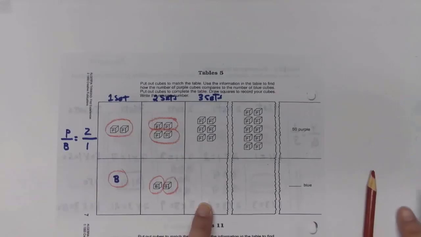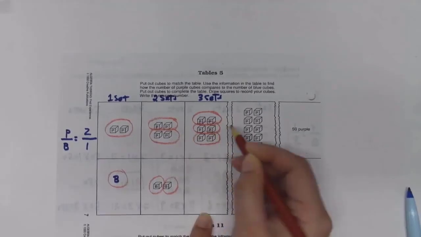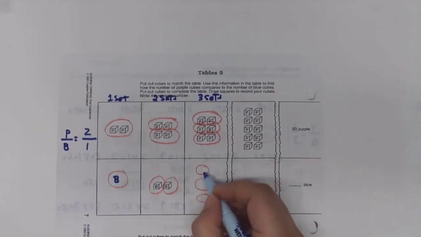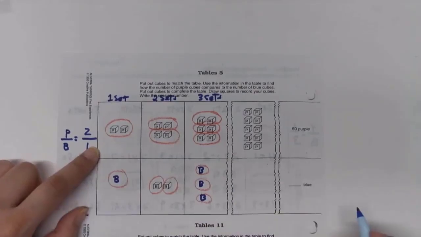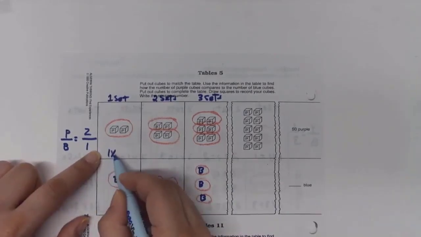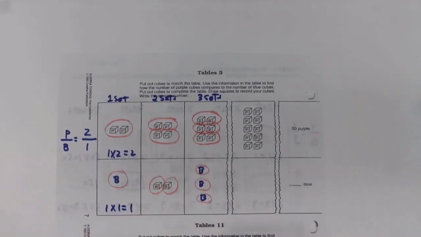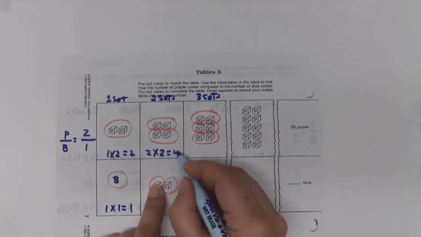For the 3 sets, I'm going to divide this into 3, right? 1, 2, 3, and then 1, 2, 3, right? What do I put in here? 1 blue for each set. Are we okay? Let's multiply it. So the first one would be what? 1 times 2 is 2 purple. At the bottom we have 1 times 1 is 1 blue. And then the second box we're going to have 2 times 2 is 4 purple. And then at the bottom we have 2 times 1 is 2 blue.